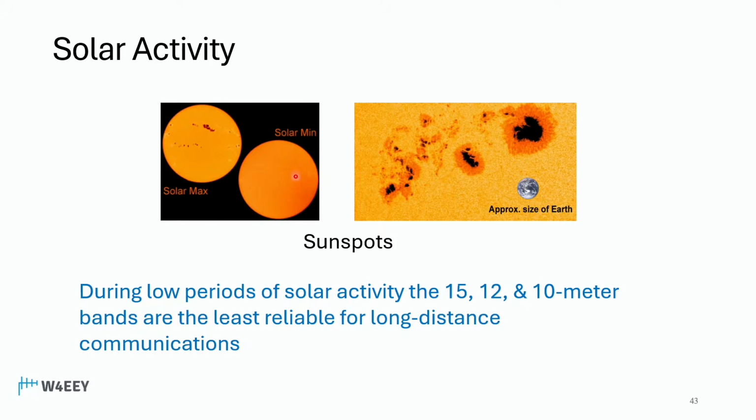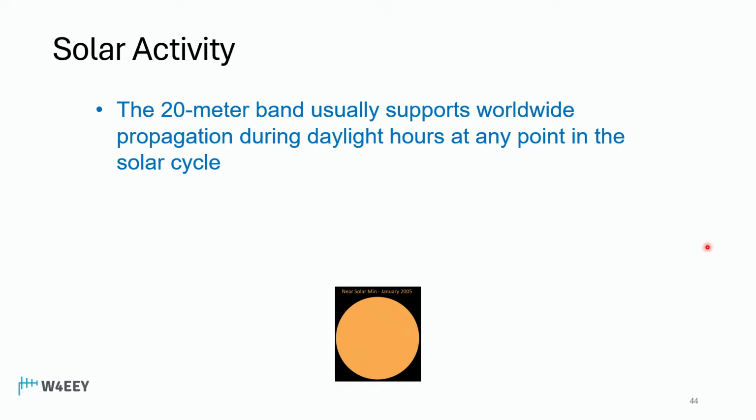So no sunspots or low sunspots, our higher bands don't work well. Now here's an interesting fact. The 20-meter band usually supports worldwide propagation during daylight hours at any point in the solar cycle. So 20 meters is a good go-to band regardless of where we are in the sunspot cycle.